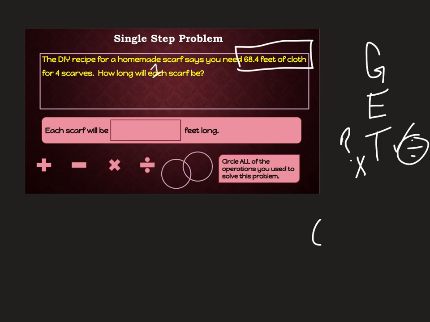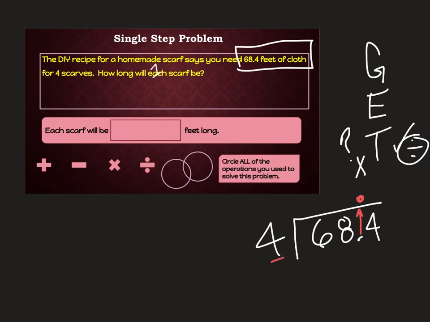So I can divide 68.4 by 4. So this looks like a standard division problem, just with a decimal. So I know that when I'm dividing with decimals, just like Paula Abdul said, the decimal goes straight up. So we'll put that decimal straight up to the top. And that's it. We don't have to do anything else with the decimal at that point.